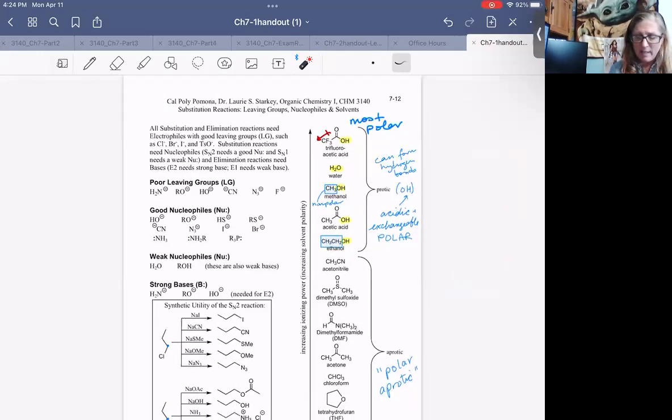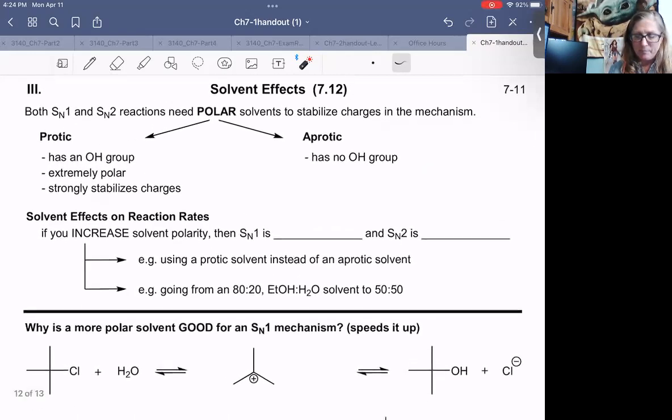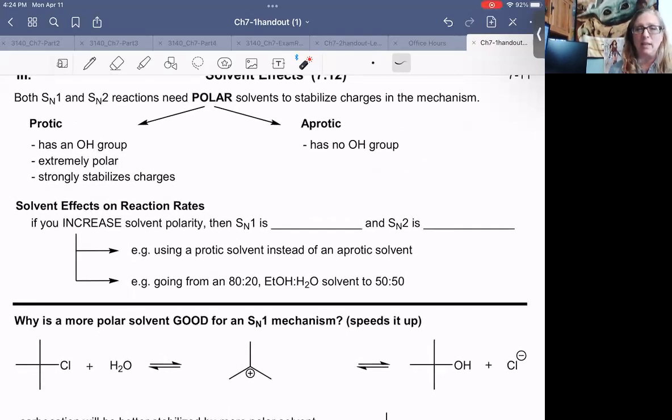Okay, so what impact might these have on reactions? Let's take a look at SN1 and SN2 reactions and see how those are impacted by your solvent choice. Once again, we need a polar solvent of some kind. Why? Because they are going to stabilize the charges. That's the key here. That's what a solvent does, it stabilizes charges.